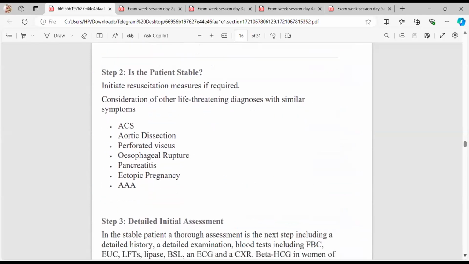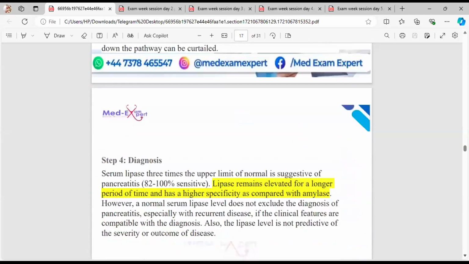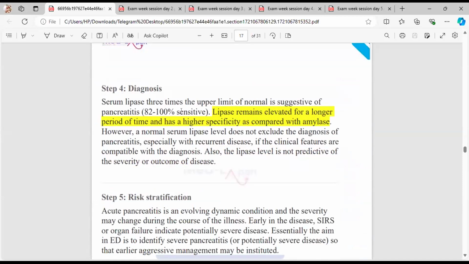Now, is the patient stable or not? Detailed initial assessment. Diagnosis: serum lipase 3 times the upper limit of normal is suggestive of pancreatitis. Lipase remains elevated. This is a very important point, doctors, because on day 2, the question was related to pancreatitis, and they asked what is your diagnostic test for this problem. At that time, we get confused whether it is lipase, or ultrasound, or maybe CT. In this question, it is clearly mentioned in this diagnosis point: serum lipase 3 times the upper limit of normal is suggestive of pancreatitis.